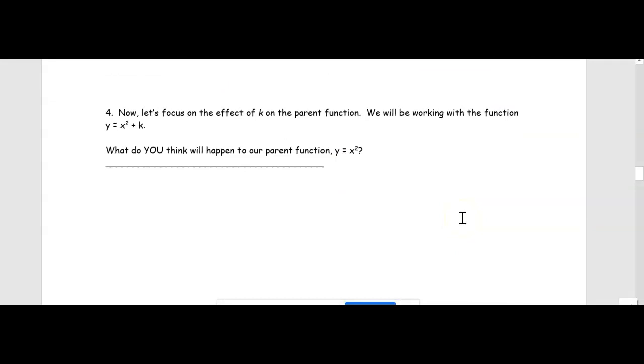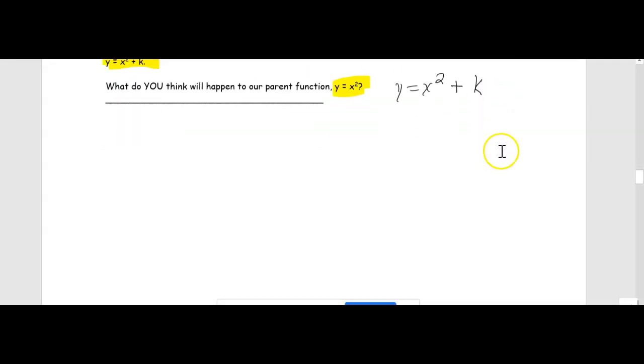Okay, last one, and then we'll put all these together. So it says, now let's focus on the effect of k on that parent function. So parent function again is this guy. All we're really doing is taking the original function y equals x squared, and we're going to add some number to it. And then we're going to see what happens with that.